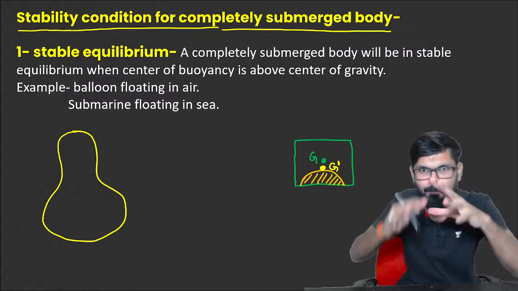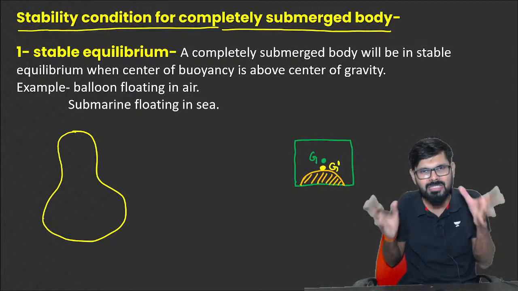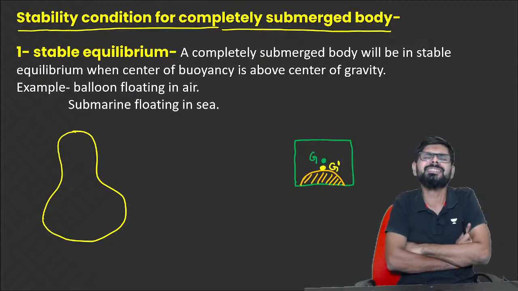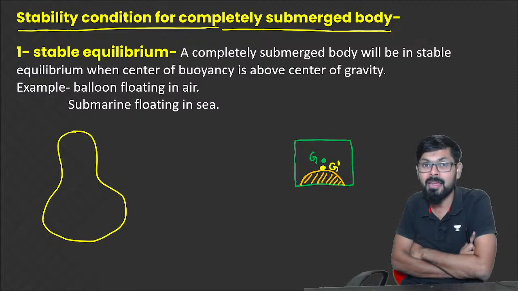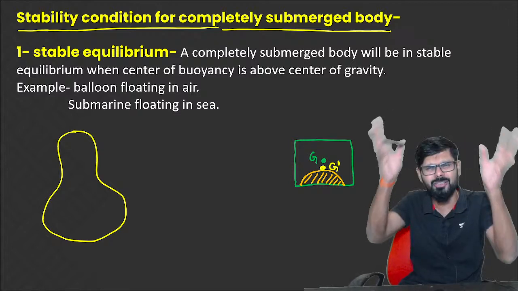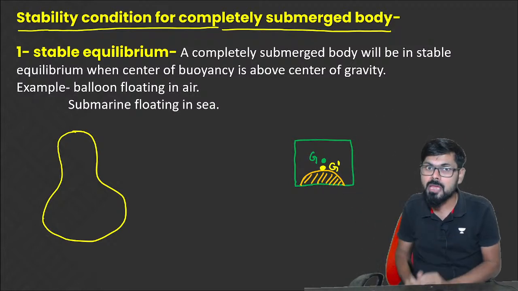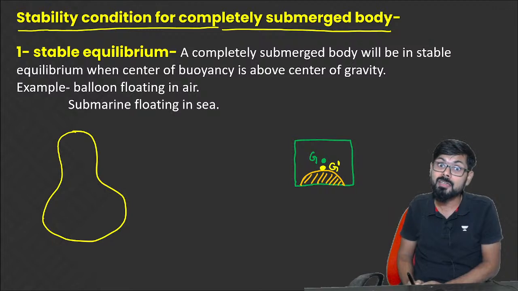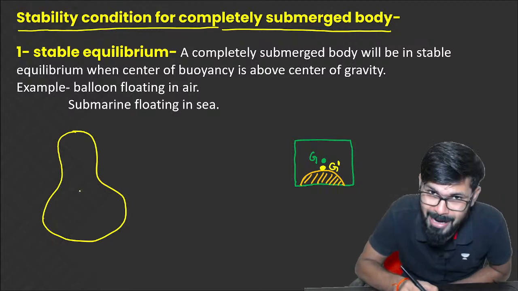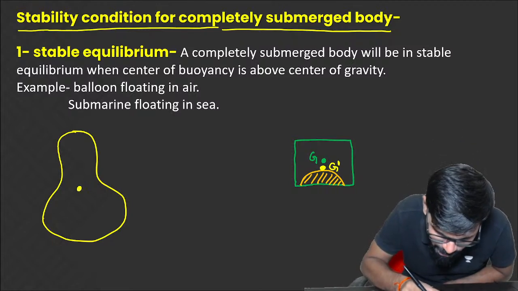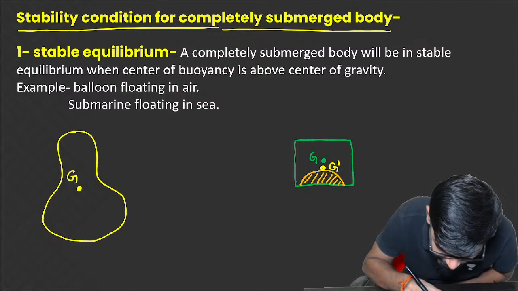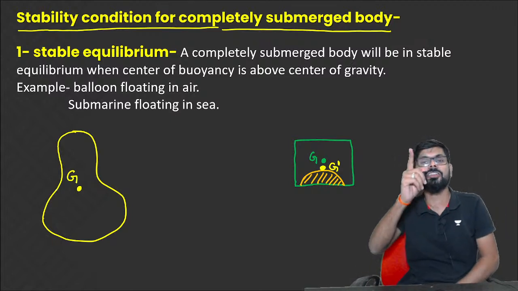Now suppose this is a balloon. Inside the balloon, what is there? Bhaiya, air is there. Air density everywhere is the same. Yeah, we can assume it is the same everywhere. It means that where is the center of gravity? The center of gravity will come at the center. So this is the center of gravity.